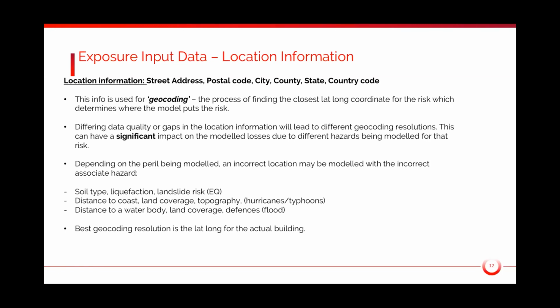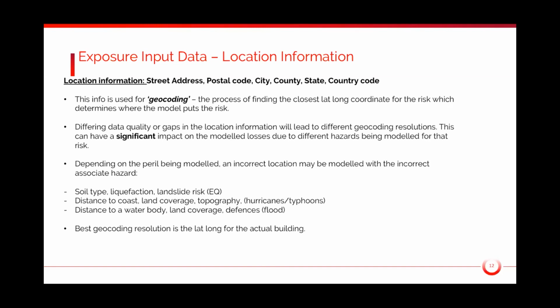I've put some examples here on this slide of how it will affect earthquake risks, so different soil types in different locations, liquefaction and landslide risk. The wrong geocoding could lead to incorrect distance to coast information, land coverage, topography, which will inevitably affect your hurricane or typhoon losses. And then with flood, it will change your distance to any water body, land coverage, or even different flood defences in that area.